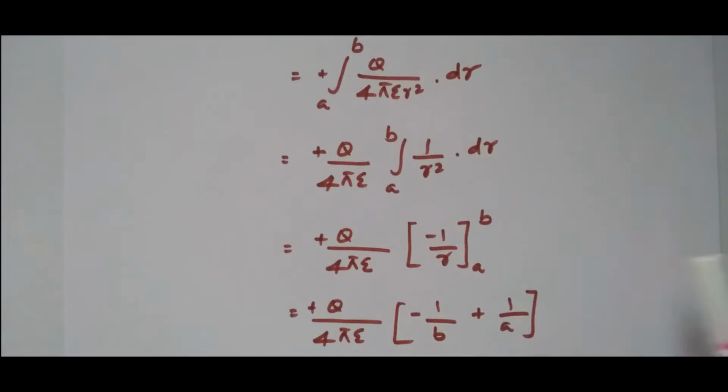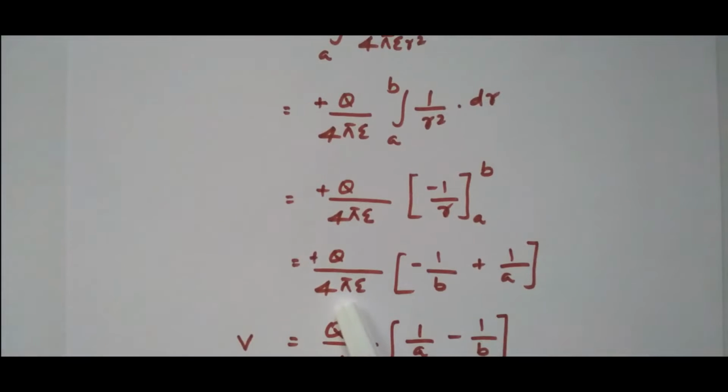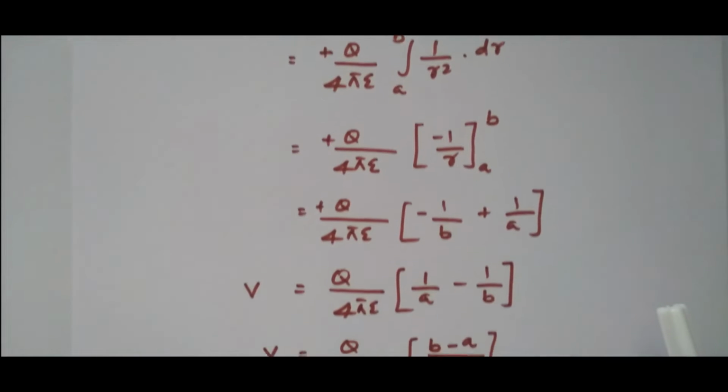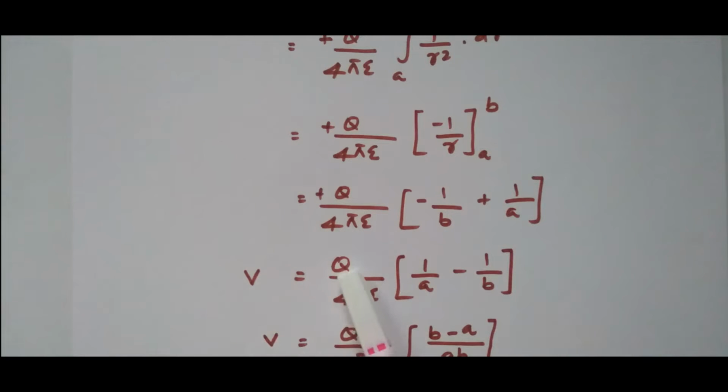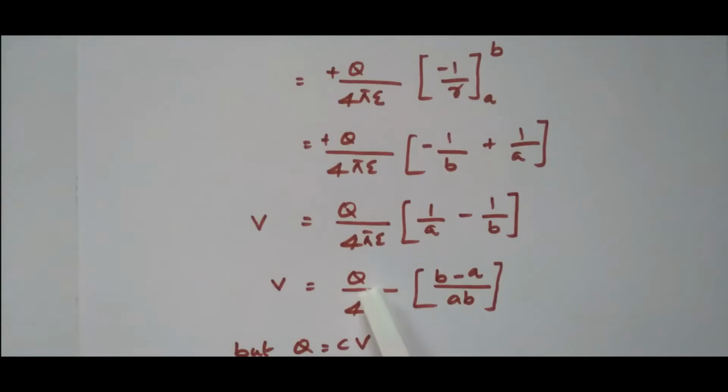Substitute the limits a and b. So Q divided by 4 pi epsilon, the upper limit gives minus 1 by b. While substituting the lower limit, already one minus is there, so we get one more minus, and it becomes plus 1 by a. That can be rewritten as V equal to Q divided by 4 pi epsilon, 1 by a minus 1 by b. Now we'll take the LCM, ab. B is multiplied here, a is multiplied here, so b minus a divided by ab. V equal to Q divided by 4 pi epsilon, (b minus a) divided by ab.